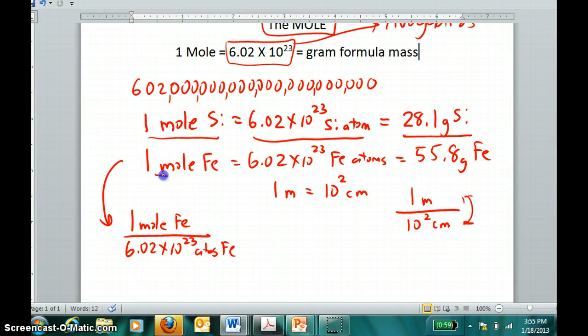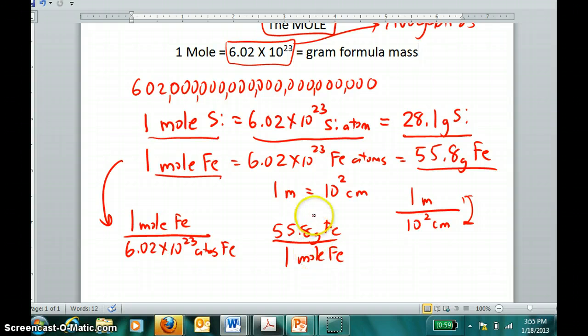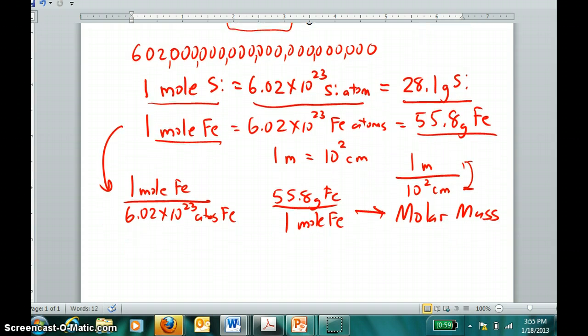I can use instead this relationship, the fact that there are 55.8 grams of iron per every 1 mole of iron. I can use this ratio to convert between moles of iron and mass of iron, or vice versa, mass of iron to moles of iron. By the way, this particular ratio from the Trinity that involves mass and moles is called the molar mass. You don't really need to know that to use it, but it's a nice fact to know.